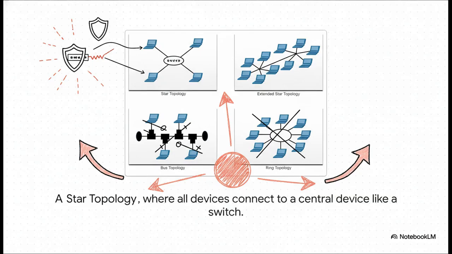Now, the most common layout you're going to see for a local network by far is the star topology. You can see it right here. Everything connects to one central device, usually a switch. And there's a good reason it's so popular. It's reliable. If one person's computer cable breaks, it only affects them. Everybody else on the network can keep on working.